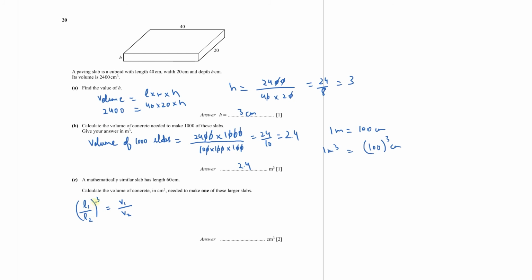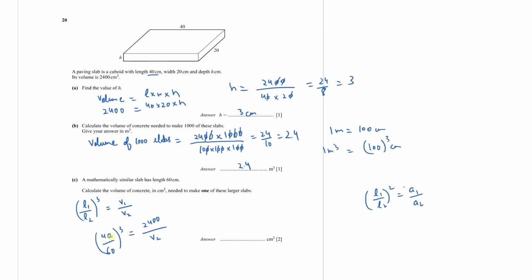Similarly, you also know that L1 over L2, if you take the square, is the ratio of the areas, A1 over A2, for two similar solids. Since we are interested in volume, I'll take the cube here. Let's call the smaller shape shape 1. The L1 length is 40 centimeters, and the mathematically similar larger slab has length 60. So 40 over 60 cube equals the volume of the first slab, which is 2400, over the volume of the second slab, which is unknown and we have to calculate. So V2 is unknown. Now we can solve for V2.